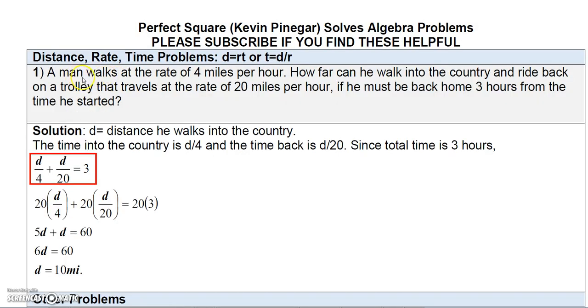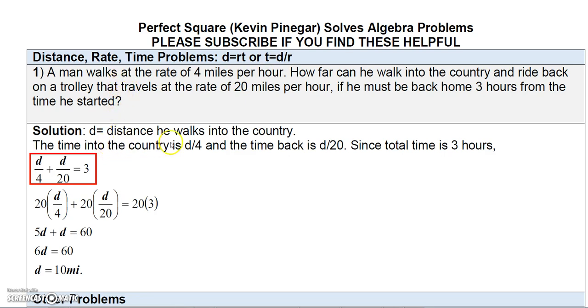Okay, now this one is a distance, rate, time problem. A man walks at the rate of 4 miles per hour. How far can he walk into the country and ride back on a trolley that travels at the rate of 20 miles per hour if he must be back home 3 hours from the time he started? Okay, so I want you to remember that distance is equal to rate times time, which means that time is distance divided by rate. Okay, so let me show you why I need that.